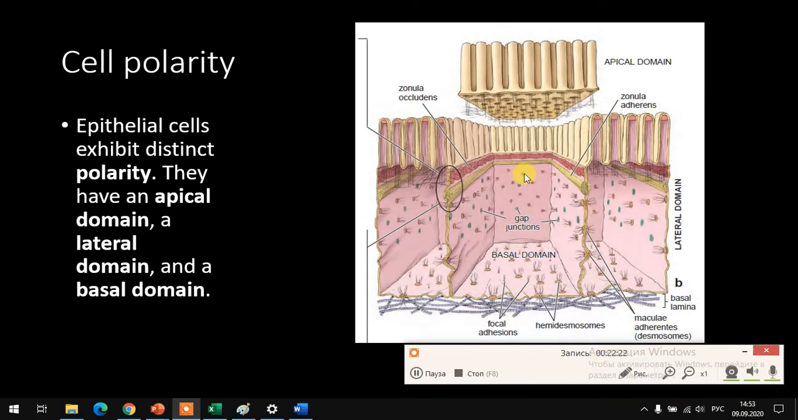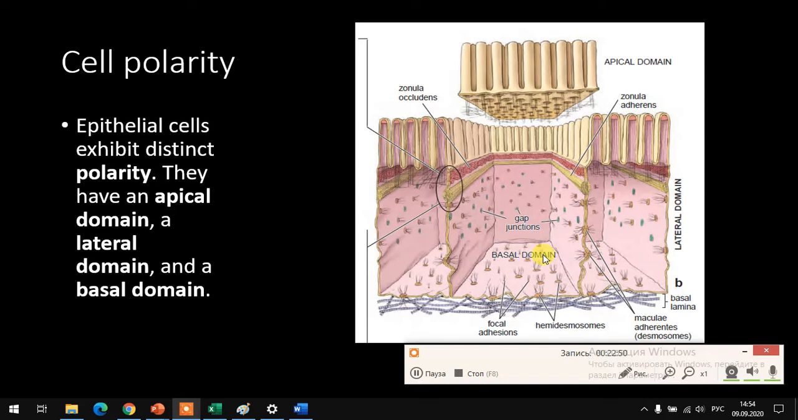So let's continue. So cell polarity. What contributes to cell polarity? So I said I'll explain it. Cell polarity is made by differentiation of the basal domain, lateral domain, and apical domain. These three compartments make this epithelial cell an epithelial cell.